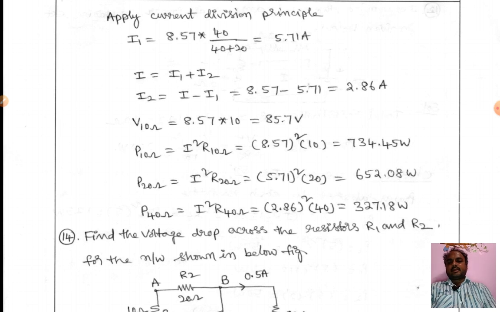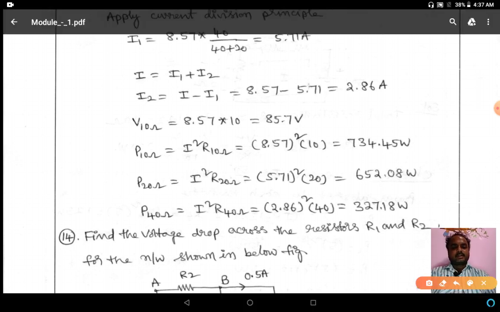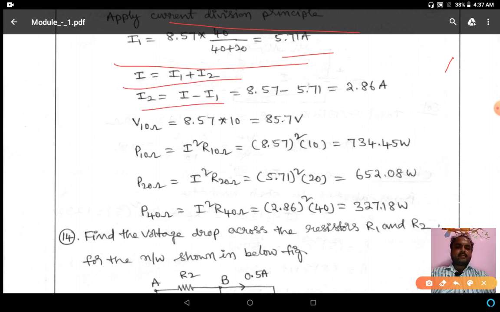So I1 is equal to total current into the opposite resistor divided by total resistance, right? So here, 8.57 into 40 by 40 plus 20. We are applying the current division principle, so we get 5.71 amperes. Total current I is equal to I1 plus I2, so I2 is equal to I minus I1. So here you will get 2.86 amperes, that is the I2 value.